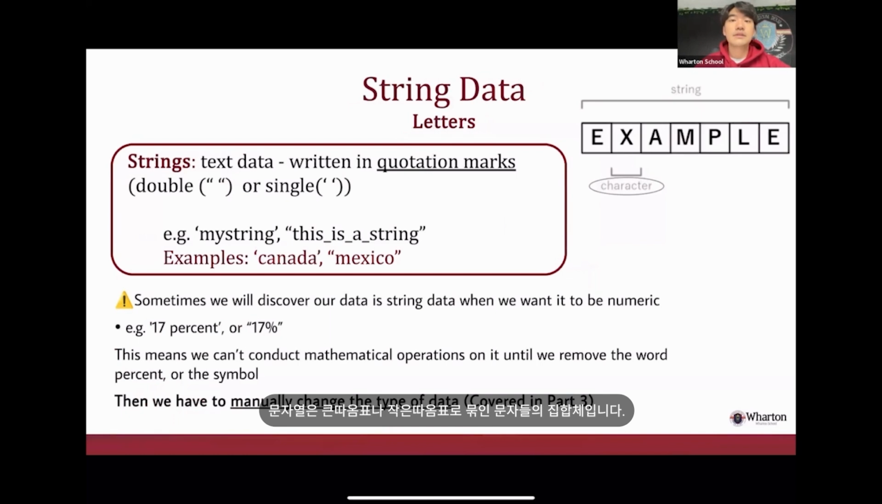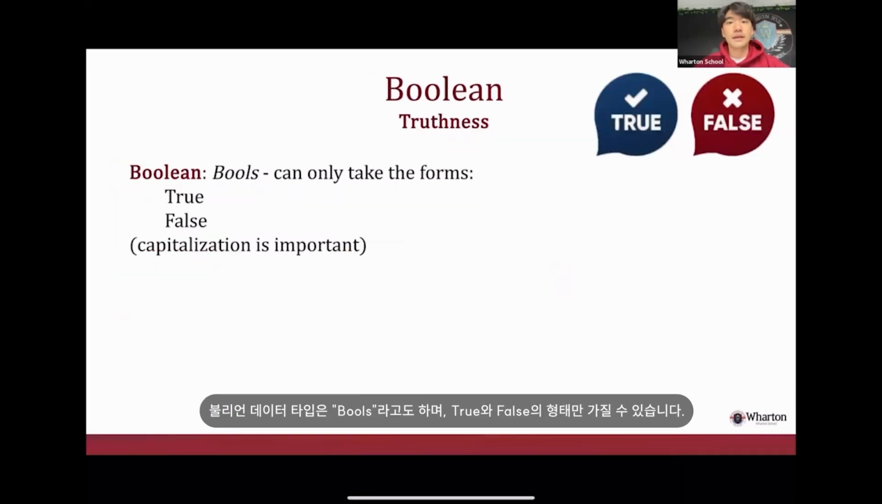Strings are sequences of characters enclosed in quotes, either single or double. Sometimes data that looks numeric may be stored as a string, such as 17%. This means you cannot perform mathematical operations on it until you remove the non-numeric characters and change the data type to numeric. Boolean data types, often referred to as bools, can only take two forms: true or false.